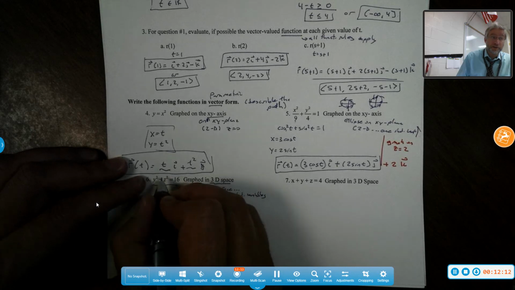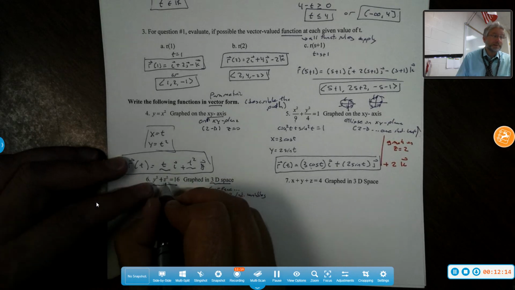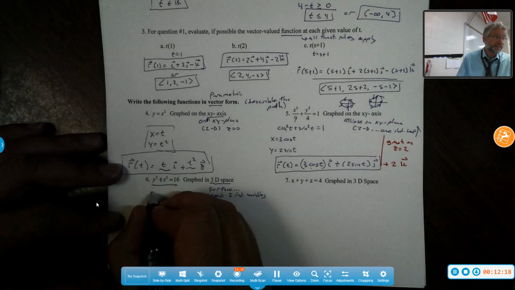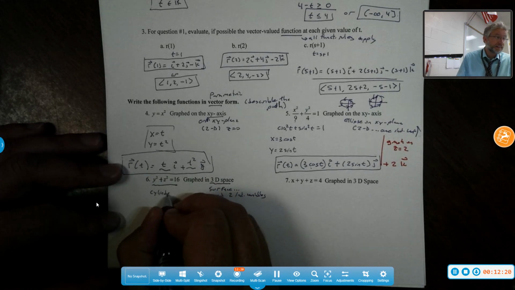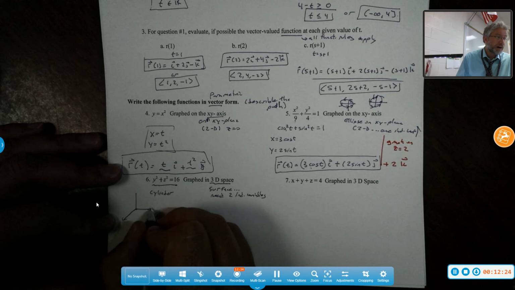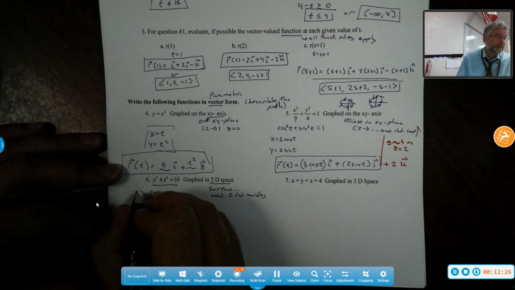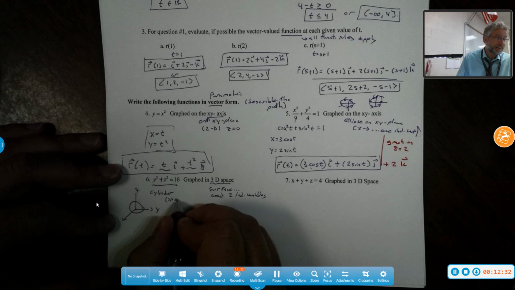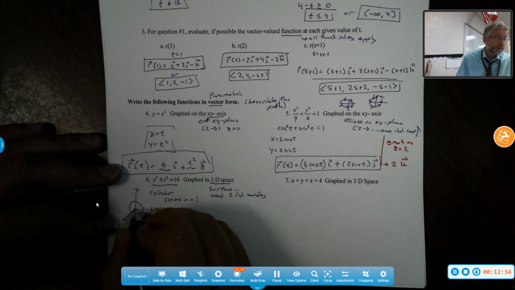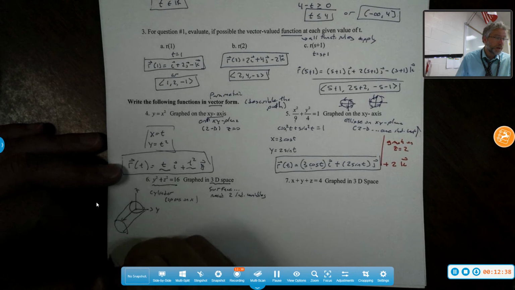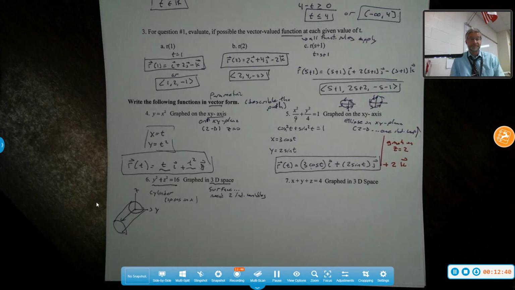This is a circle on the YZ plane. But in 3D space, this is a cylinder. And we can draw that cylinder. On the YZ plane, if I draw my circle, and it opens on the x-axis, so it goes down, like this. And there's our cylinder.